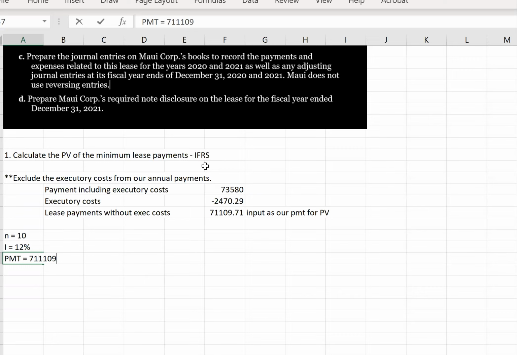Which is $71,109.71. I think I have an extra digit in there. Let me just fix this. Our payment is going to be this amount here that we calculated.